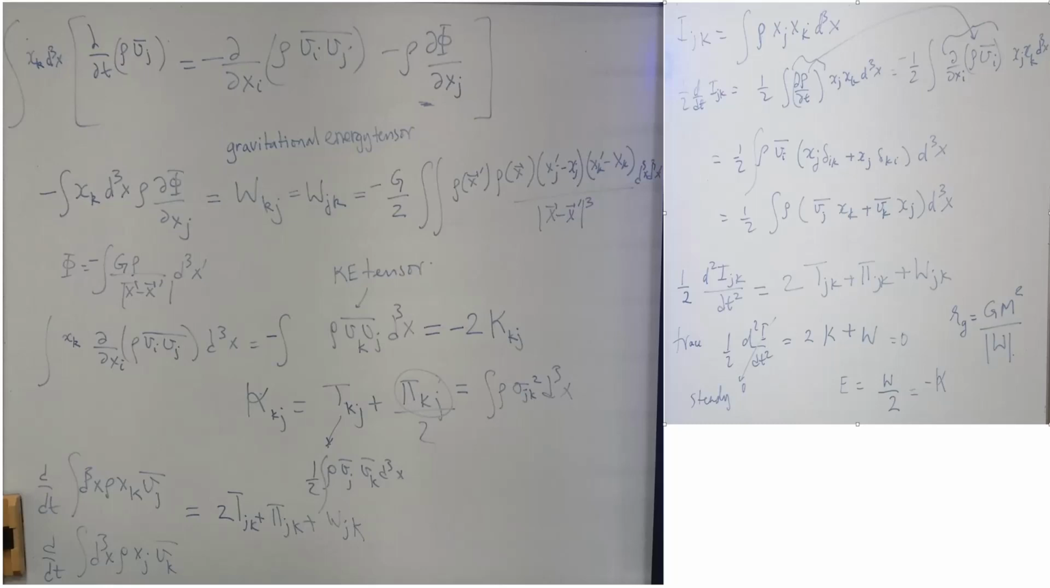Now this is symmetric in j and k. This is symmetric. This is symmetric. So this must be symmetric. It does not look manifestly symmetric right now, right? If you change j and k here, these numbers remain the same. So this must also remain the same. This should be equal to d dt integral d3x rho xj dk bar, right?